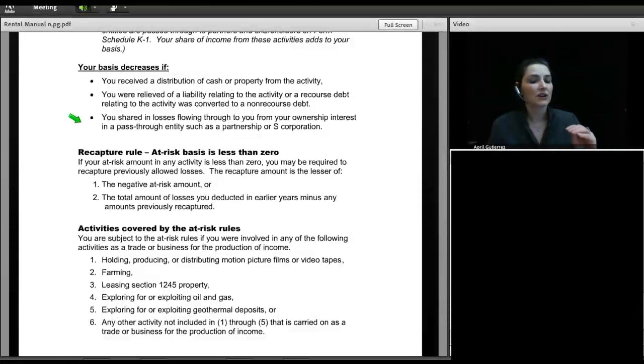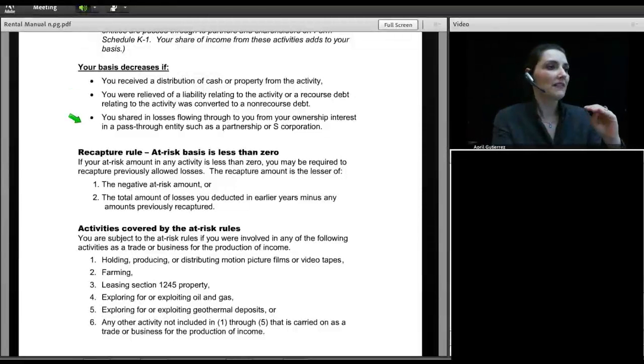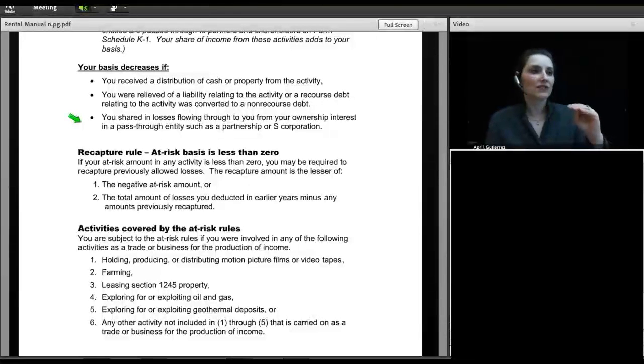What causes basis to go up? Income that has been flowed through to them but not distributed to them. And money that they contribute, and property that they contribute. And what causes their basis to go down? Property that is distributed, money that is distributed, losses that flow through. Those are all things that affect basis and have to be tracked.